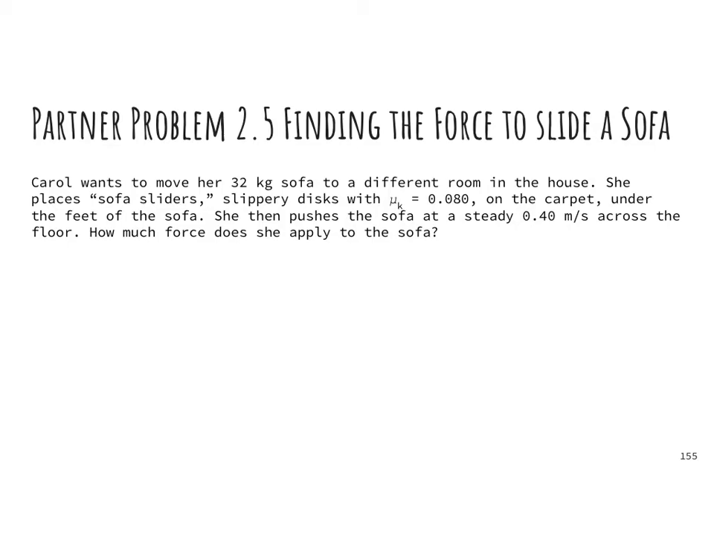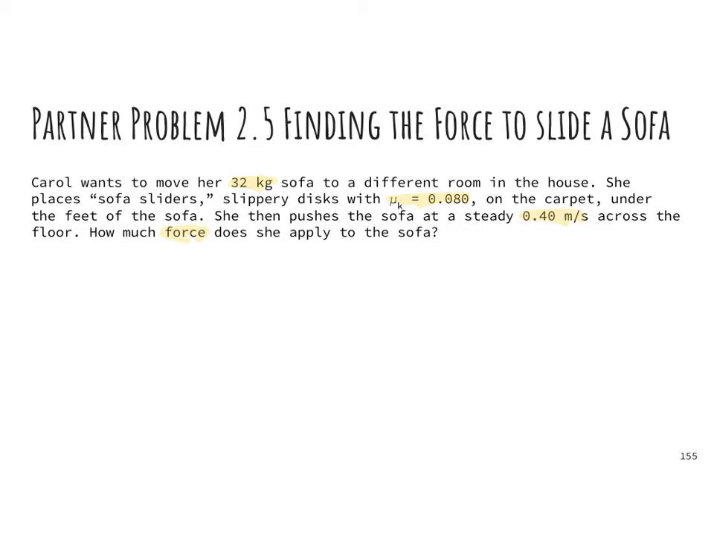All right, we have a partner problem that we will do in class. This gets into furniture sliders or sofa sliders, which you've probably seen advertised. Carol has a 32 kilogram sofa and wants to move it. She uses sofa sliders with a coefficient of kinetic friction of 0.080, again no unit, on the carpet under the feet of the sofa. She then pushes it at a constant 0.4 meters per second across the floor. How much force does she apply to the sofa?